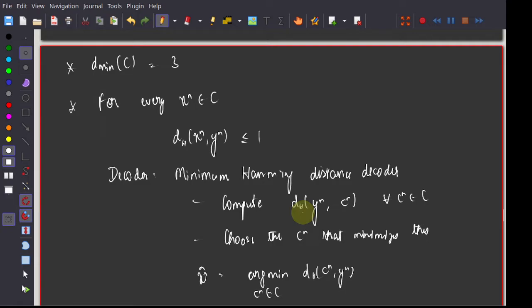Now I'm in trouble if there is some other code word for which the distance between yn and the cn is at most 1. As long as it is strictly greater than 1, I'm happy. There won't be any error. So what can you say about the distance between yn and any other code word? Why? No, I know, but that's what I want to show, whether I can decode it properly.